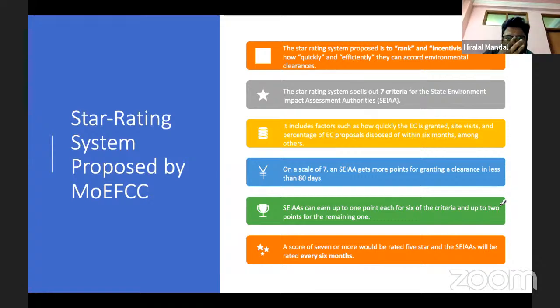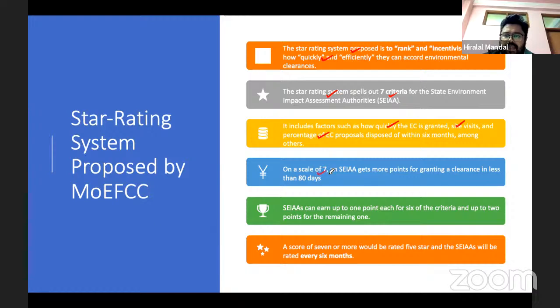Now, the star rating system proposed by the ministry suggests that it will rate the state agencies on the basis of how quickly and efficiently they can accord the environmental clearances. For that, a star rating system has been developed by the ministry with 7 criteria to measure the performance of the state environmental impact assessment authority. Factors such as how quickly the environment clearance is granted, site visits, the percentage of environmental clearance proposals disposed within 6 months, efficiency, and other things are considered.